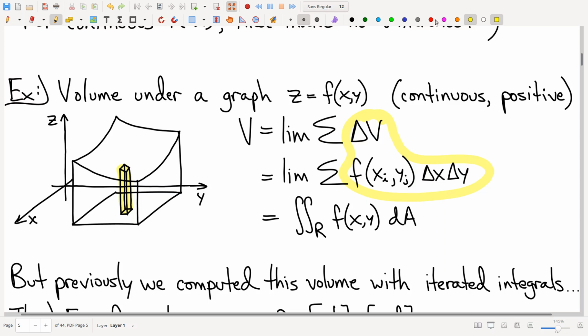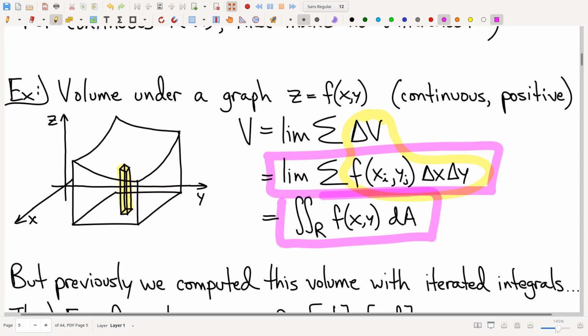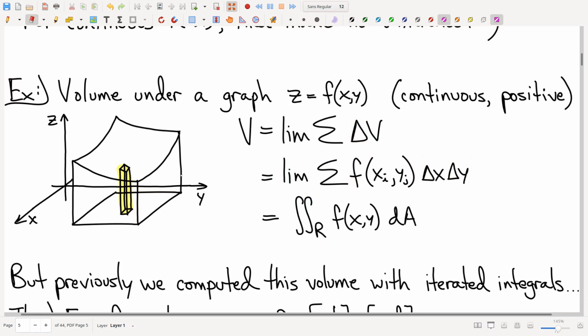And then you observe that that's literally exactly, character for character, our Riemann sum that we just got through being happy about and giving this new notation, calling it a double integral. Are we good? Okay. All right.